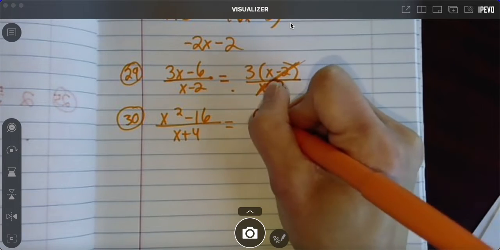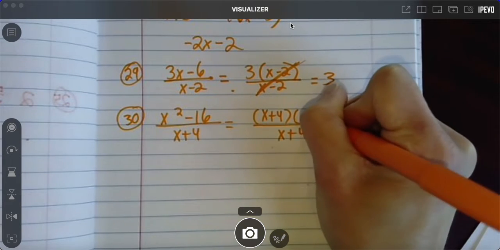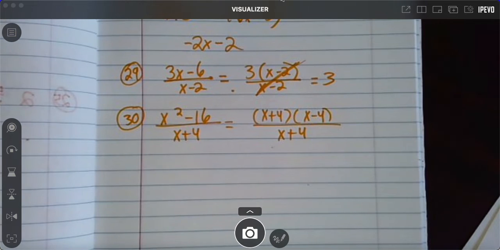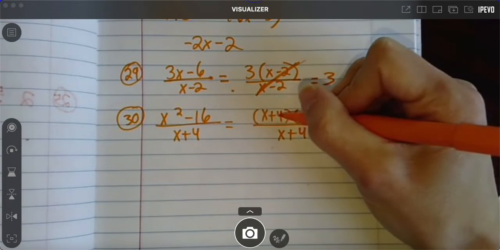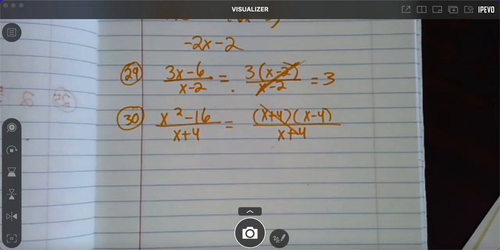Oh, x plus 4 and x minus 1. X plus 4 and x minus 4. Does anything cancel out? Yes, the x plus 4s. So what's my final answer? X minus 4. So number 30, your answer is D. Okay, let's keep going.